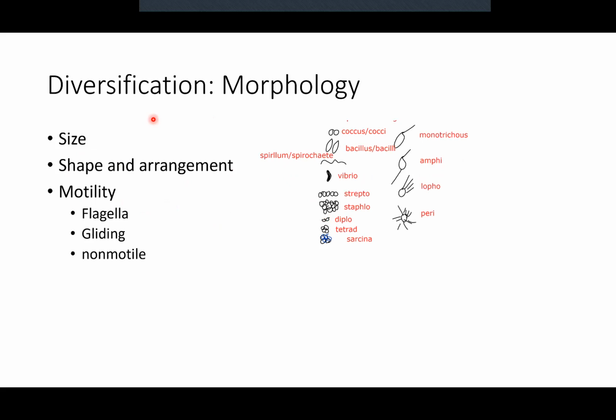Bacteria and archaea can be diverse morphologically. They can vary in size and shape and arrangement. We talked about this, which is just different shapes and arrangements of cells. They can have different ways they move about, their motility, flagella, gliding, or they are non-motile, which means they don't move.